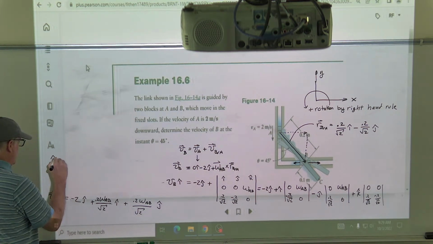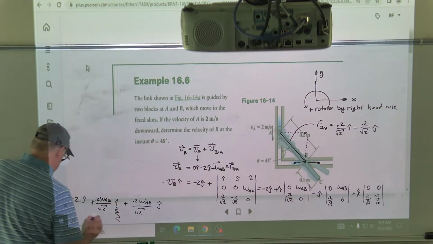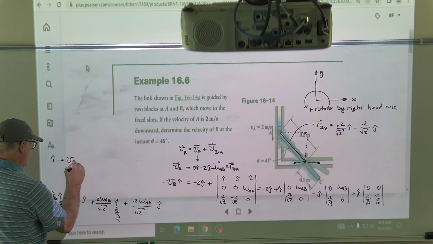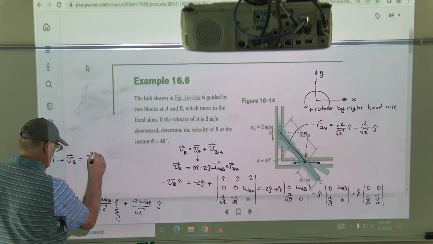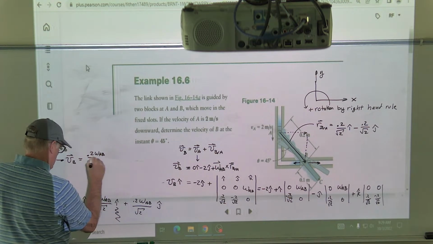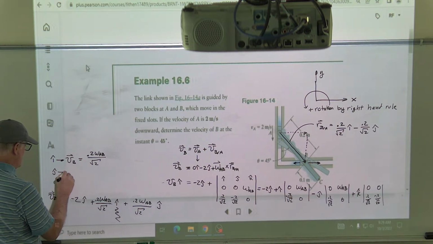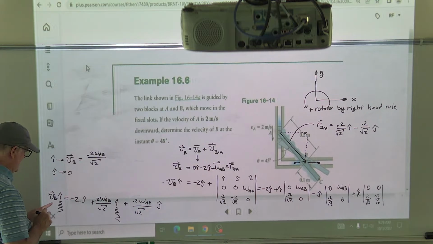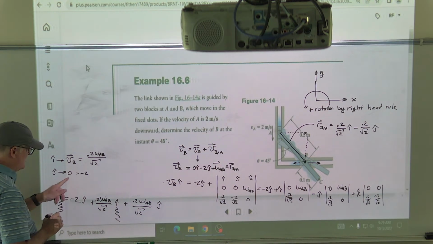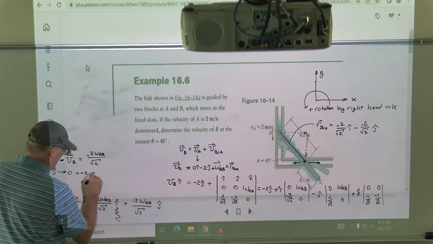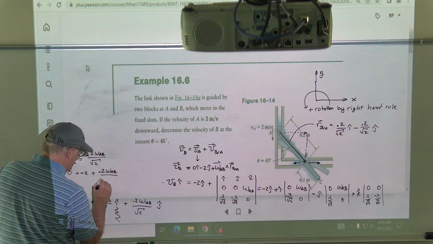So if you look at the I equation, in other words, this one and this one, you get, hang on, give me a second, VB is equal to 0.2 omega AB over square root of 2. And then I look at the J equation. On the left-hand side, I get nothing. Right here, I get 2. So I could move it to the other side, but I'll wait a minute. Plus 0.2 omega AB over square root of 2.